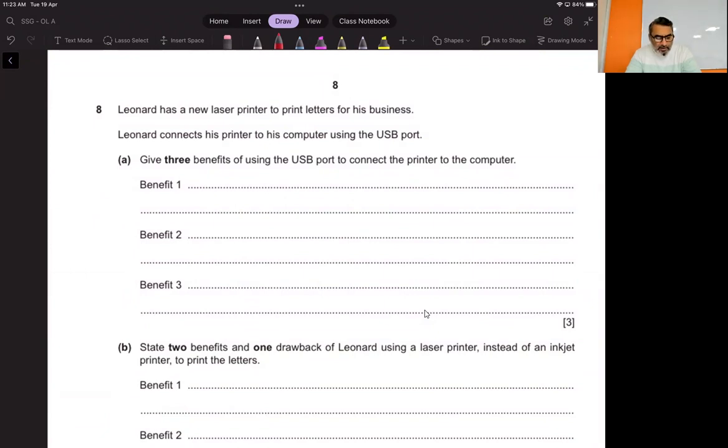So what is the first benefit? USB is the universal standard. It can be used anywhere. It can be used with cell phone, it can be used with laptop, it can be used with computer or any sort of laptop or computer or cell phone. So this is: USB is a common universal standard. All right, this is the first benefit.